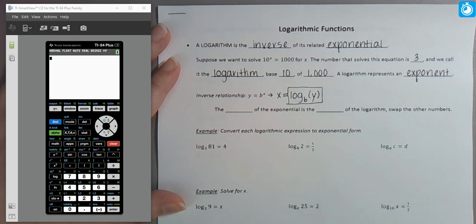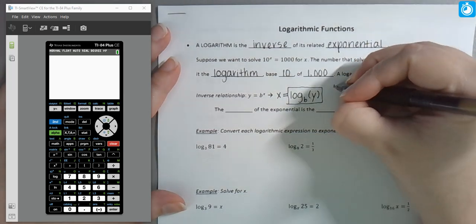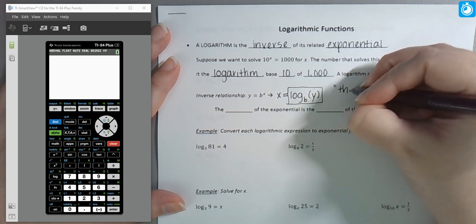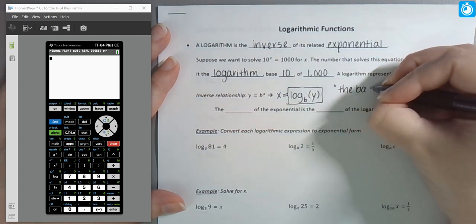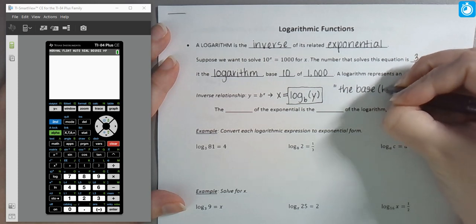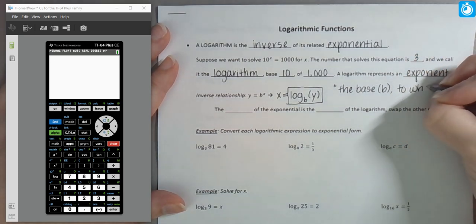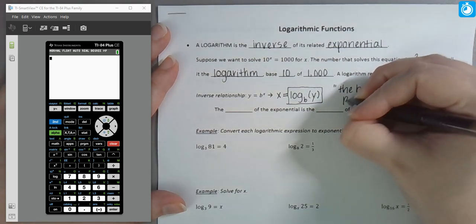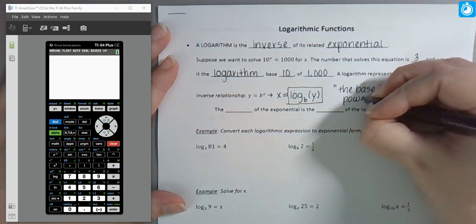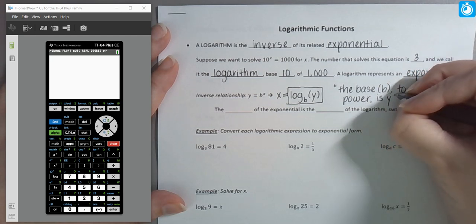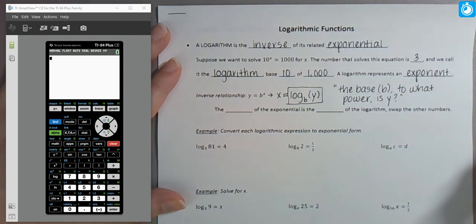Here's how to think of what that means. Think of it as asking a question. This is the question it's asking: the base, in this case b, to what power is y? That's what that is asking us to find.